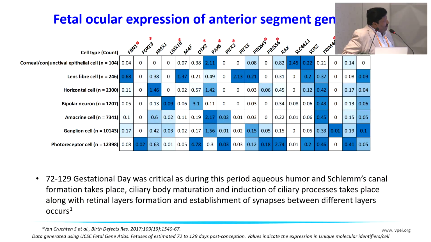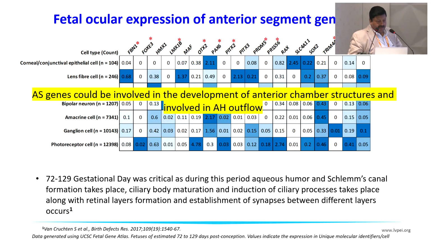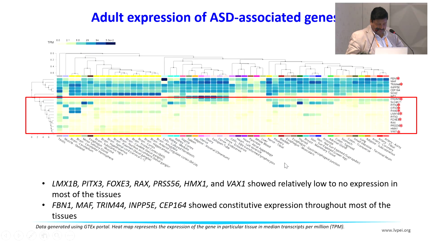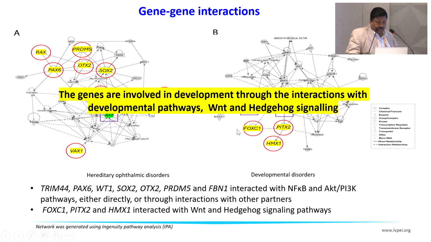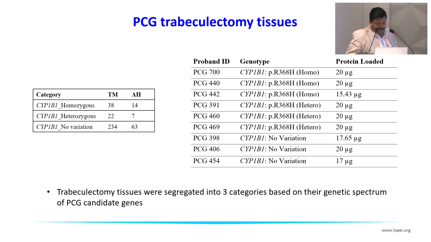We then looked into the expressions of these genes, and we found that anterior segment genes could be involved in the development of the anterior chamber based on their levels of expression. We also found that these are not present in the adults; they are more expressed in the childhood cases. And when we do these interactions, to cut a long story short, we find that there are two different pathways that stand out, the hedgehog signaling and the Wnt signaling pathway. And these could be involved in congenital glaucoma.